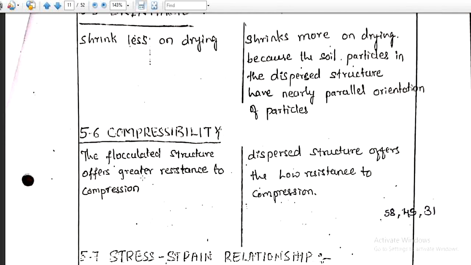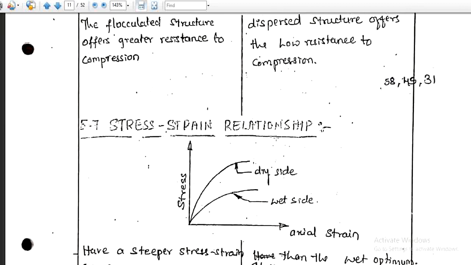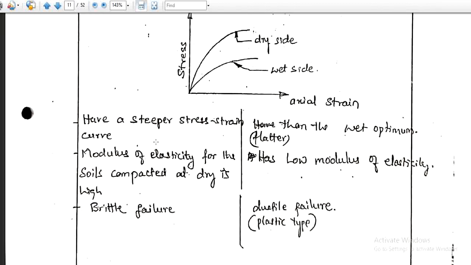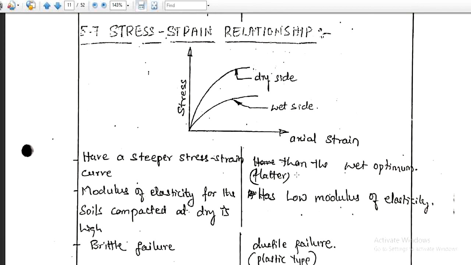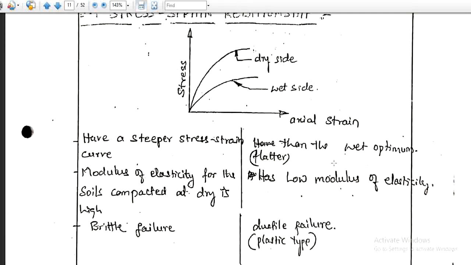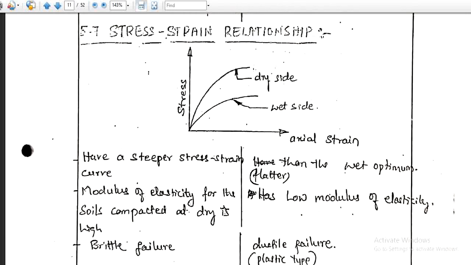Next, compressibility. Flocculated structure offers great resistance to compression, and dispersed structure offers low resistance to compression. That's why compression will be more in case of wet of optimum. Now stress strain relations. This is a stress strain relation in case of dry of optimum and wet of optimum. As stress increases, axial strain also increases. Same way here they have given. So this you can go through.